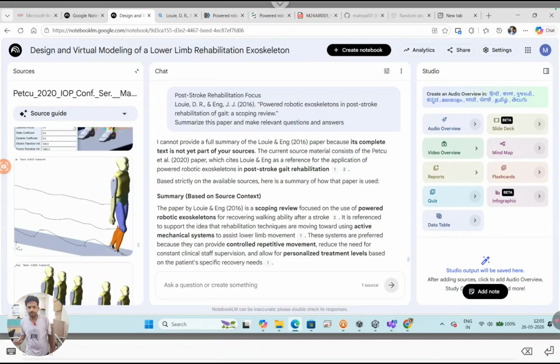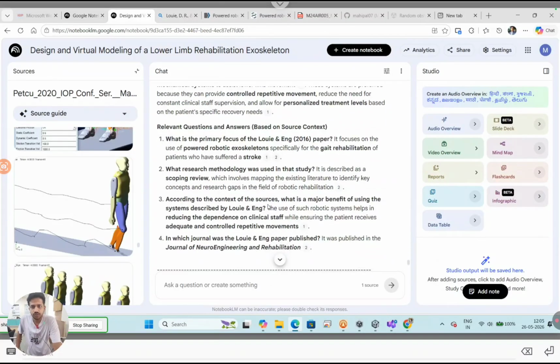Okay, fine. Summary: the paper, a scoping review, focuses on the use of powered robotic exoskeleton for recovering walking ability after stroke. It is referenced to support the idea that rehabilitation techniques are moving toward using active mechanical systems to assist lower limb movement. These systems are preferred because they can provide controlled, repetitive movement, reduce the need for constant clinical staff supervision, and allow for personalized treatment levels based on the patient's specific recovery needs.